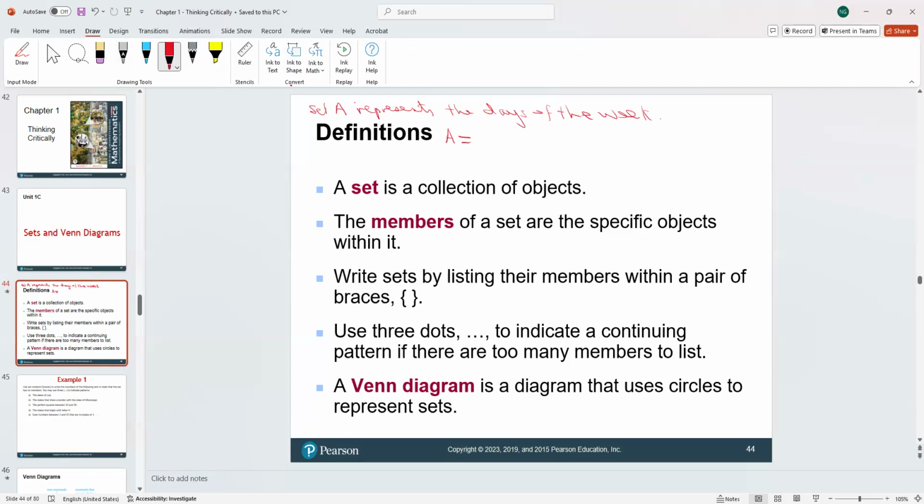Now we need to use a pair of braces. First I open it. What are the days of the week? Monday, Tuesday, Wednesday, Thursday, Friday, Saturday, and Sunday. Those are the members of that set, or we call them the elements of that set. So we know what those elements are.